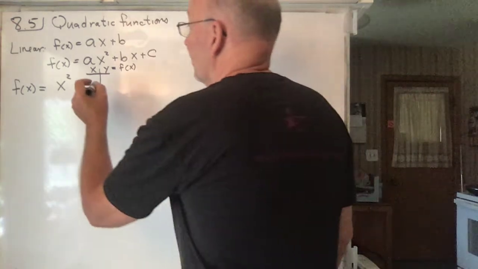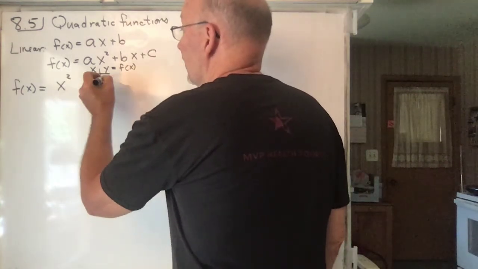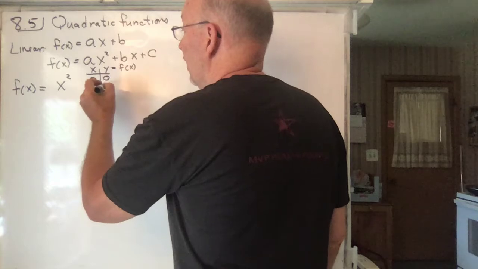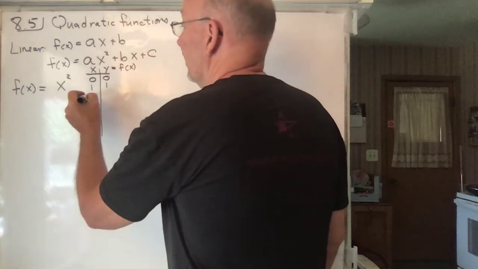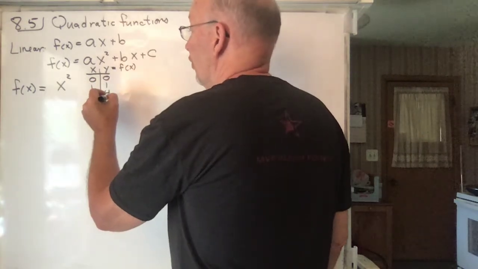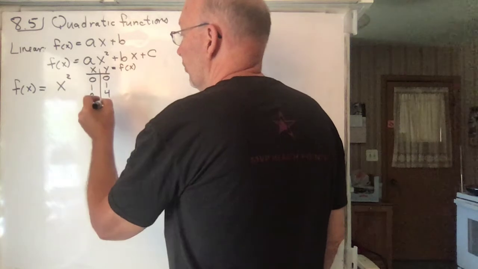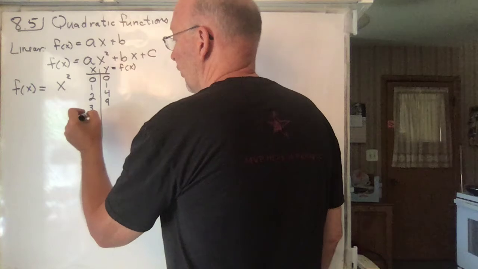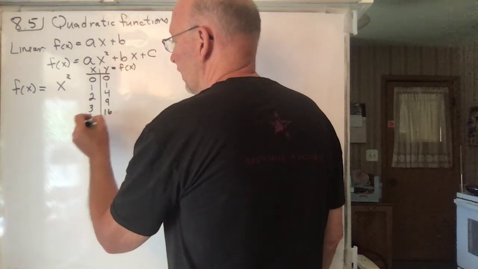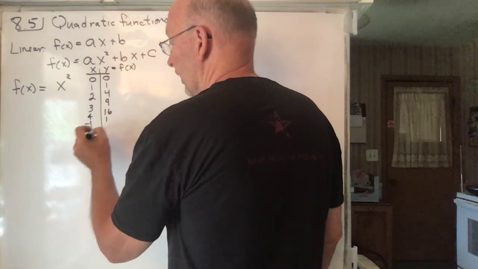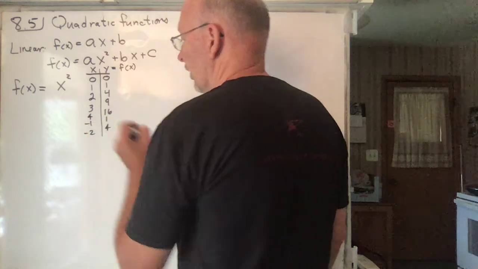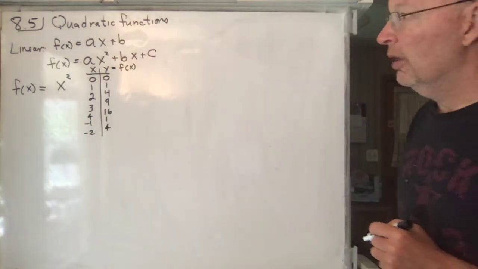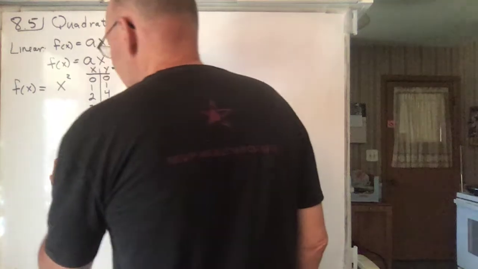So let's see, let's take some easy ones. If you stick in 0, we get out a 0. If you stick in 1, you get out a 1. You stick in a 2, 2 squared is 4. Put in a 3, 3 squared is 9. Go up to 4 if you want to. 4 gives you 16. Negative 1 gives you 1 again. Negative 2 gives you 4 again. See that?